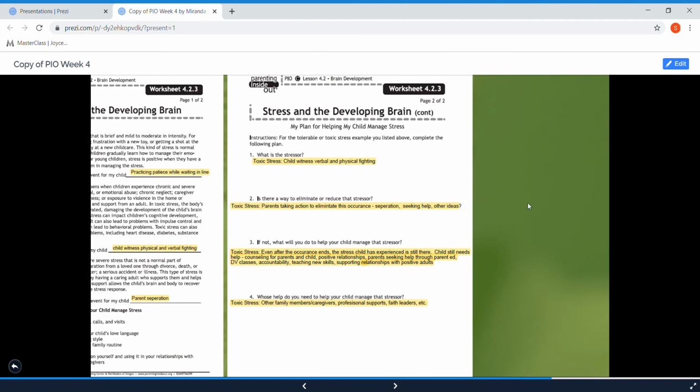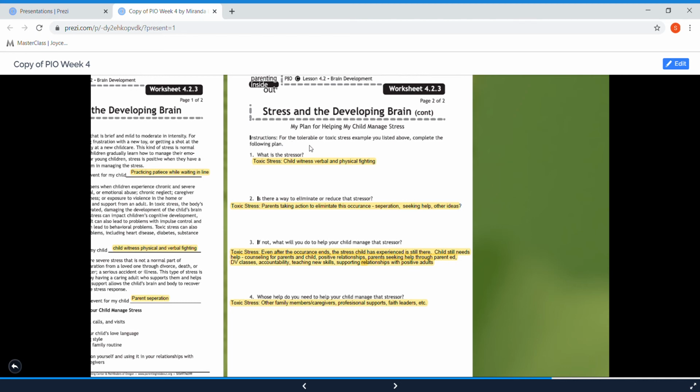So over here, we are going to turn to page 2 of 2 of the same worksheet, and we're going to answer some questions. So, my plan for helping my child manage stress. Again, this is an example that I wrote. You can write mine if it's true for you. If it's not true for you, please unpack one of the ones that you had written down on the previous page. If you're feeling stuck and don't know where to go forward, this is something that you can reach out to your parent coach to discuss.